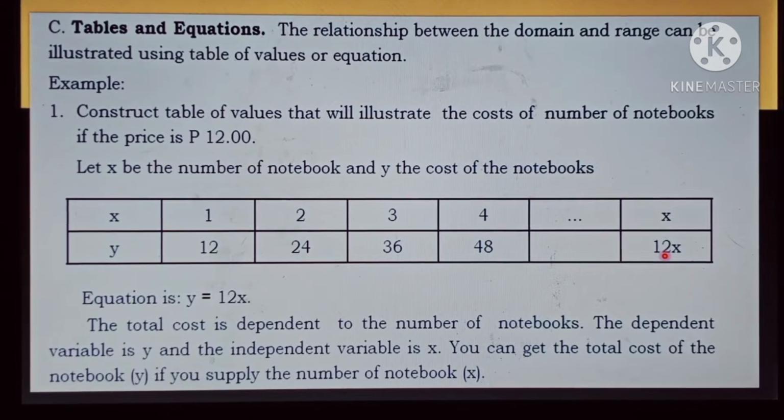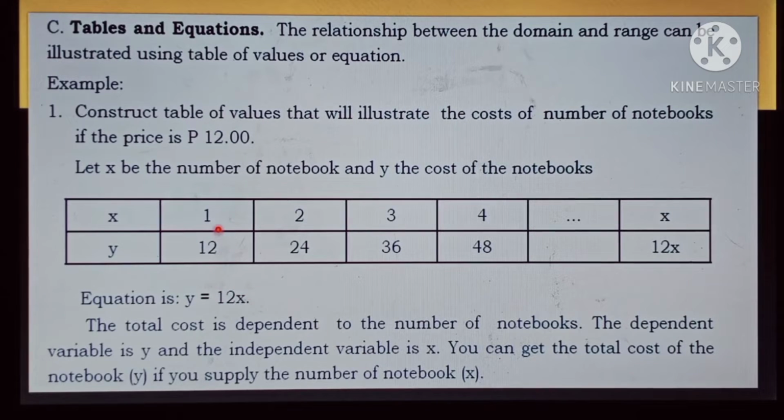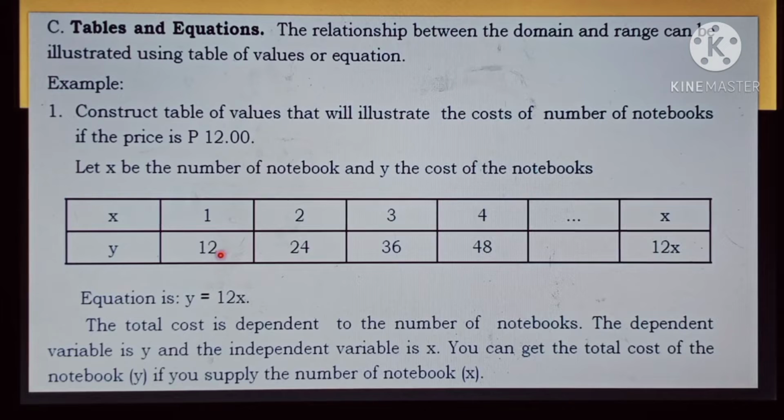So, 12 pesos will be depending on the number of notebooks, which is represented by the X variable. So, ang equation nito, kung titingnan natin, isang notebook, there is 12 pesos or 12. So, 2 notebooks, 24. 3, 36. 4, 48. Kung hindi natin ito alam, ang madiderive natin dito ay 12 times X. So, iisipin natin na yung 12 ay ita-times natin kung ilan ang bilang ng notebooks. So, that will be your equation.